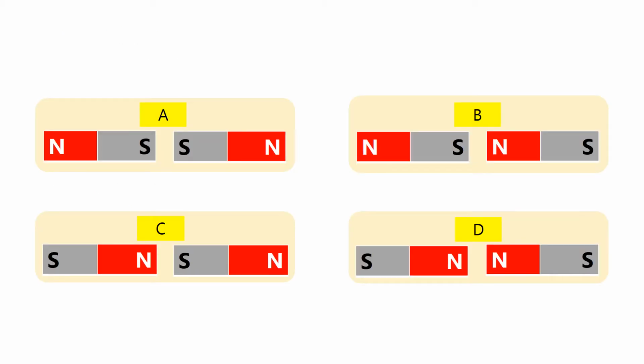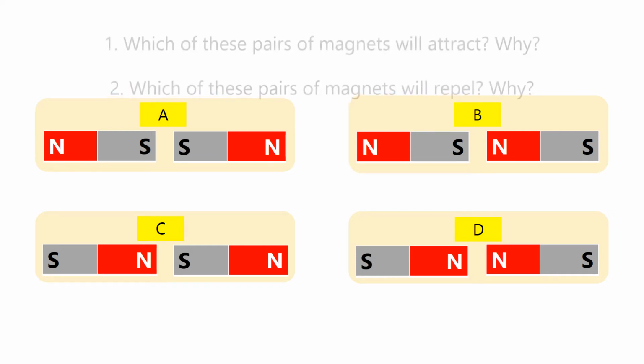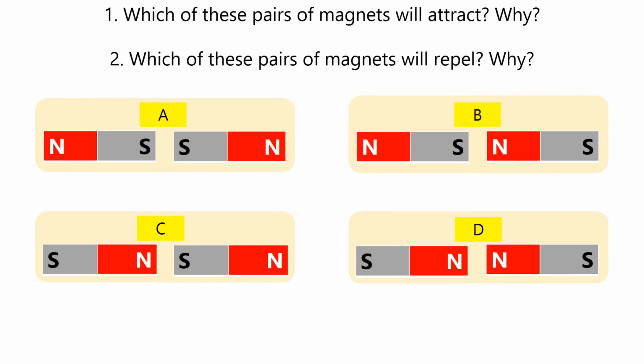So here we have 4 pairs of magnets, and each pair has a different set of poles. We know that each magnet has a north and a south pole, and there are some simple rules. So which of these pairs attract and which of these pairs repel? Think about why. It should be just a simple statement. Right, let's see what you got.